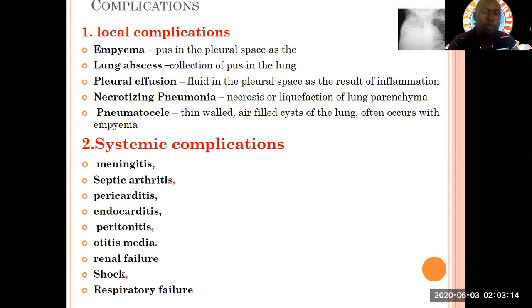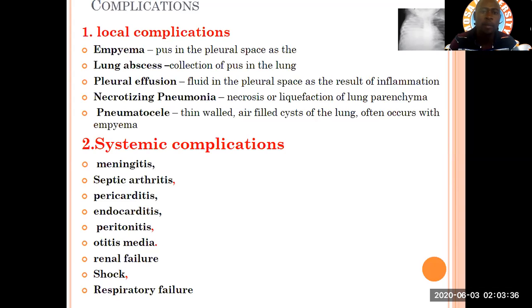Okay, we may talk about pleural effusion. When you talk about pleural effusion, this is basically where we find that there will be accumulation of fluid in the spaces, which comes in as a result of the inflammation that occurs. You may find that there will be formation of lung abscess, where the pus will collect in the lungs.